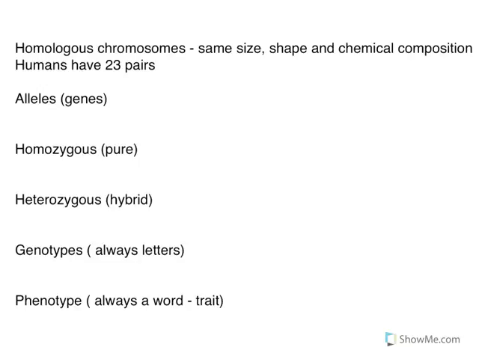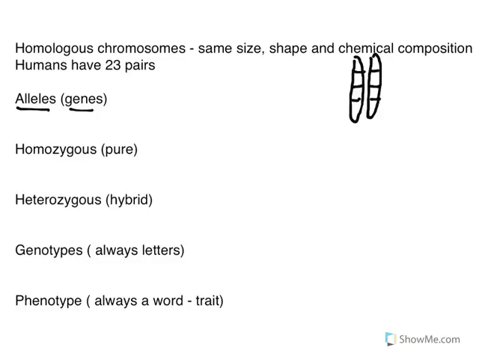When we say that chromosomes are homologous, as you saw in the previous slide, they have the same size, shape, and chemical composition. What does that mean, chemical composition? That means that the genes are going to be organized in the same sequence on the pair. So genes that are adjacent to each other are controlling the same trait. Another word for gene is allele. We're going to be using letters to represent genes or alleles.